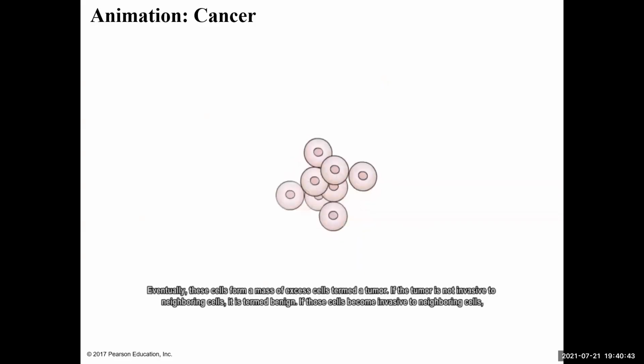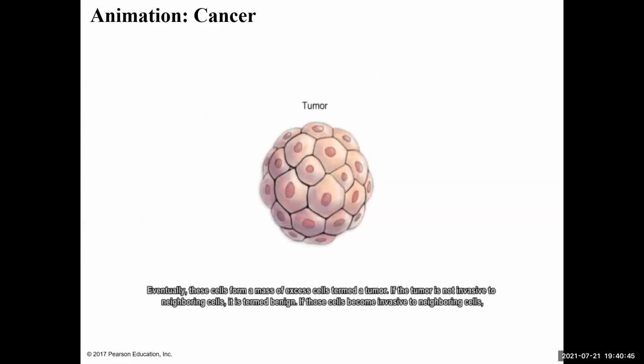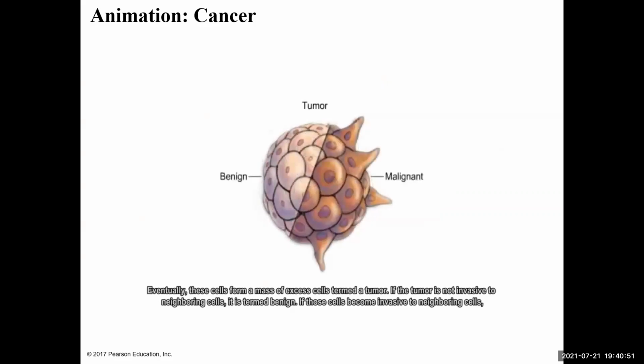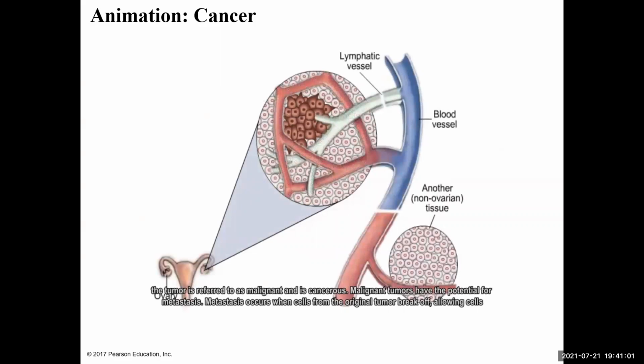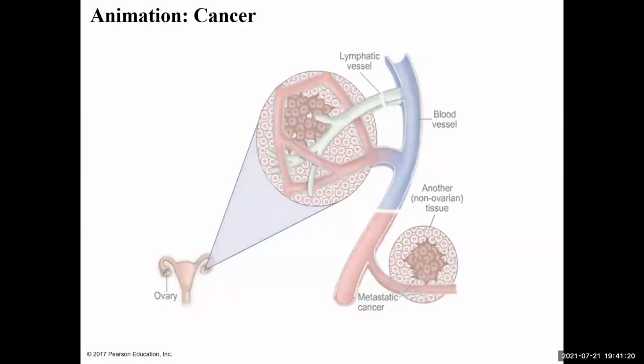Eventually, these cells form a mass of excess cells termed a tumor. If the tumor is not invasive to neighboring cells, it's termed benign. If those cells become invasive to neighboring cells, the tumor is referred to as malignant and is cancerous. Malignant tumors have the potential for metastasis. Metastasis occurs when cells from the original tumor break off, allowing cells from the tumor to enter either lymphatic vessels or blood vessels. From there, the cells have access to the bloodstream. Those cells can then travel to new locations and establish secondary tumors.